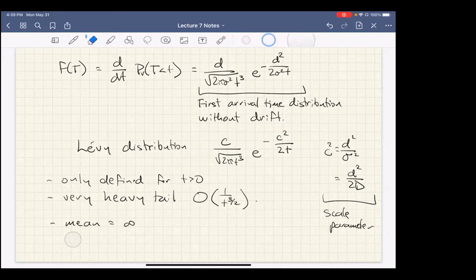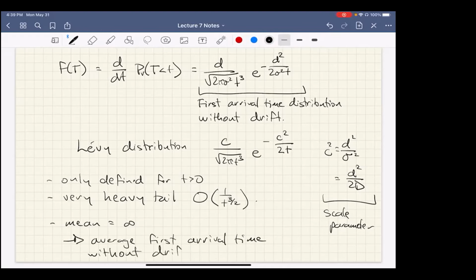So in other words, the average first arrival time without drift is the expected value of t, which is infinity. You could end up waiting a very long time. The particle will arrive eventually with probability 1. If you integrate this distribution from 0 to infinity, you get 1, so it will always arrive, but your expected waiting time is actually infinite.